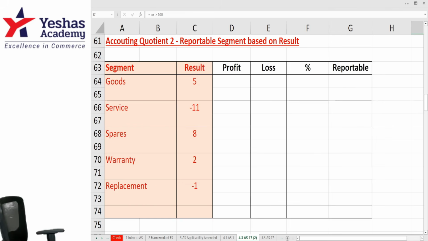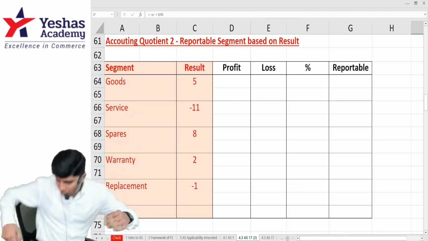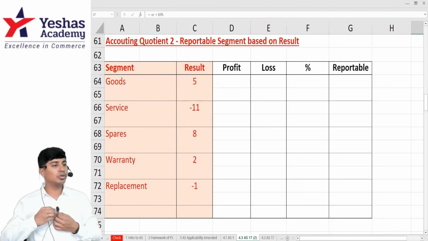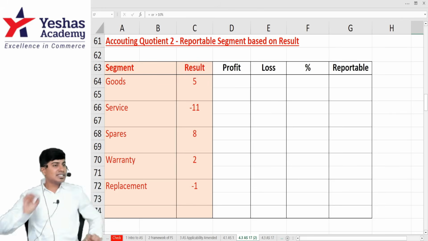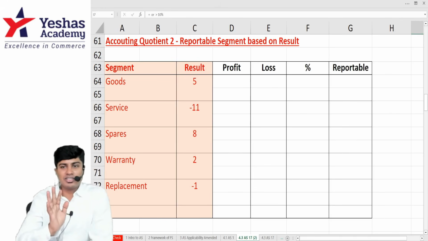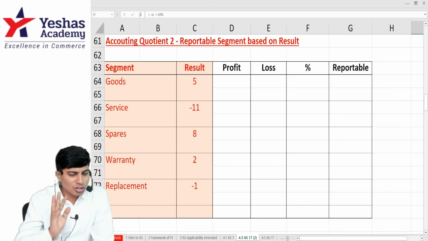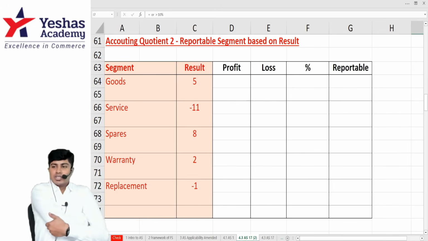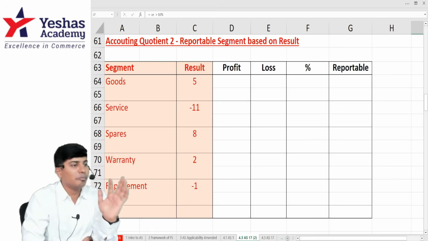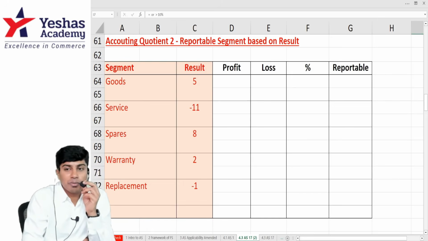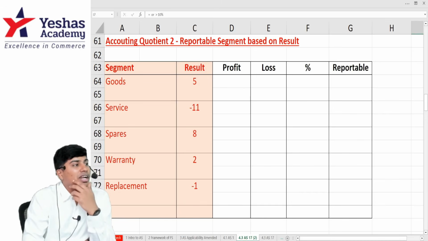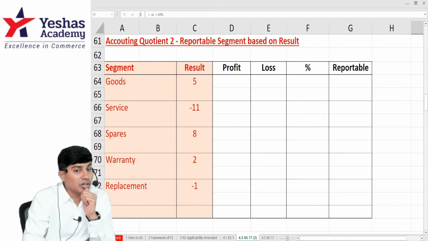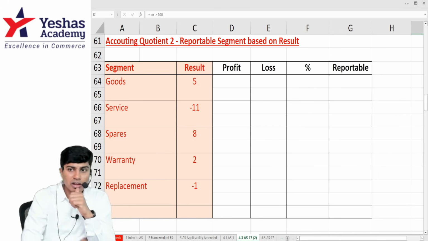Okay, good. I hope all of you have tried. I'm not expecting you to have got the right answer, but I want you to try. This is not mathematics. It's not going to be how we do in mathematics. Don't take the total of the result, 5 minus 11 plus 8 plus 2 minus 1, and take 10% of whatever we get. No. What we have to do when there is profit and loss, according to Accounting Standard 17, is segregate the profit making segments and loss making segments.